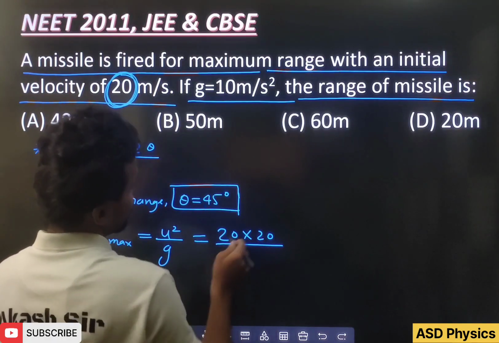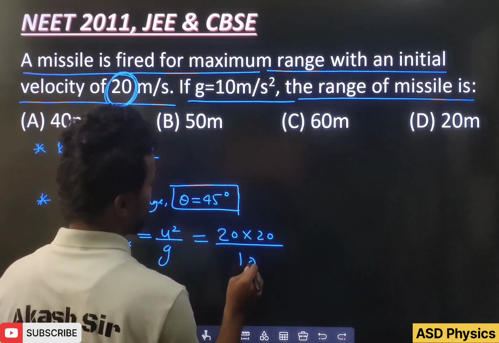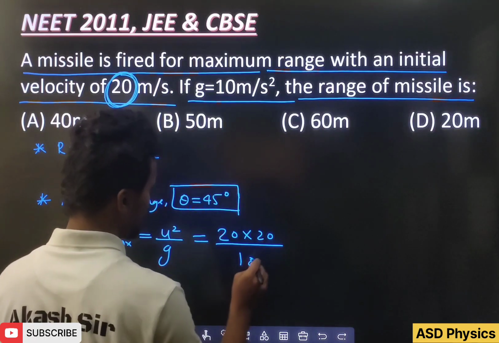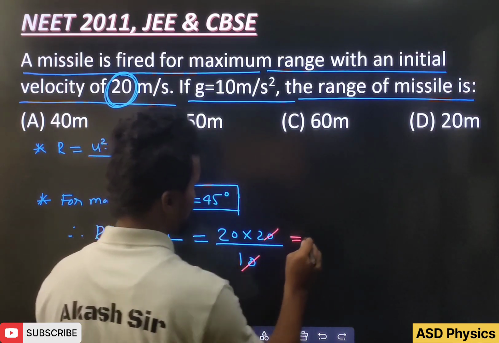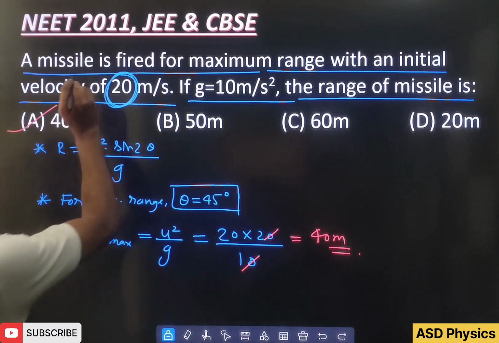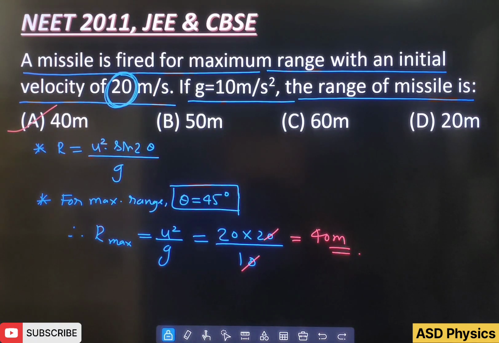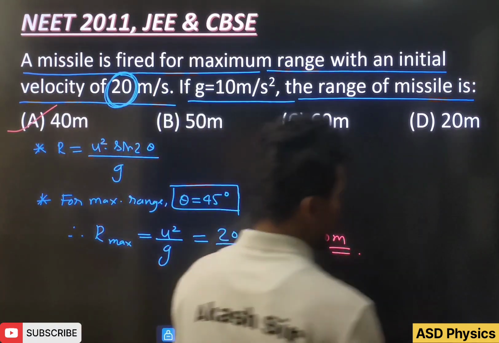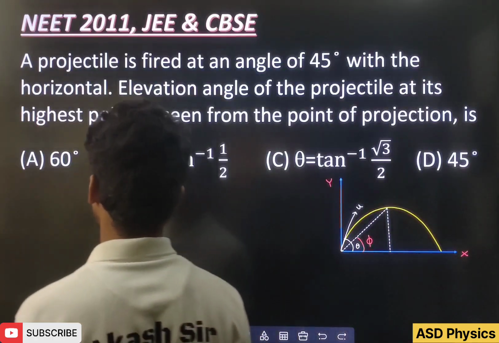G value, I have taken here 10. So when I take here the 10, see this 0 cancel. So 20 into 2, it will come here what? Here the 40 meters. So maximum range is coming how much here? Option A is the answer. Remember that maximum range is possible at a 45-degree projection angle only.